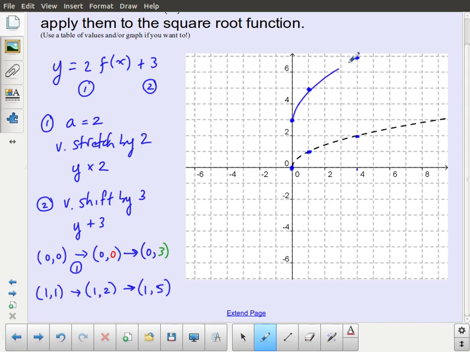So now I do my best. And you can actually see the shape of the curve has been stretched vertically. It spans more vertical space in the same amount of horizontal space. And that's really what a vertical stretch does.